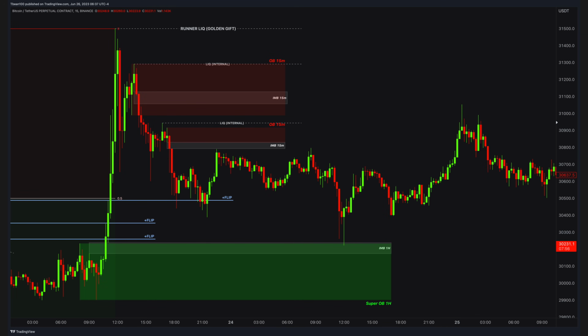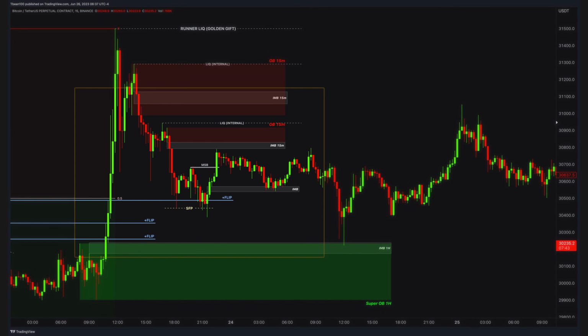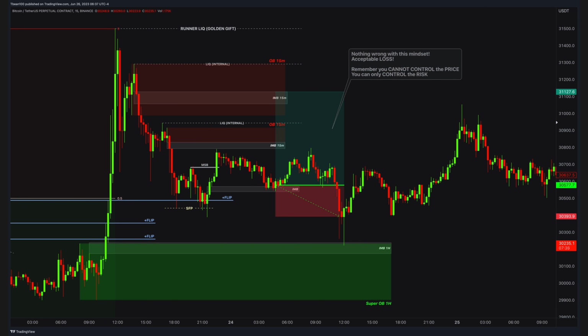Let's continue brainstorming. Right at the EQ point, there is also a flip zone. Notice what happens here. A swing failure pattern with a market structure break. And notice the lovely imbalance right here. Let's imagine that you took this trade and stopped out. There is nothing wrong with this trade and stop loss.